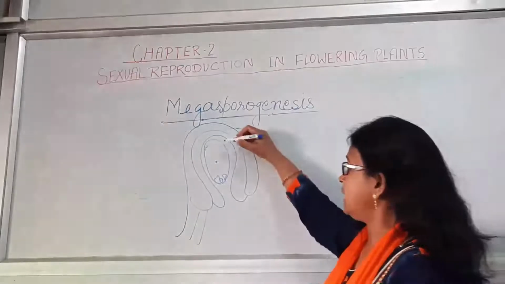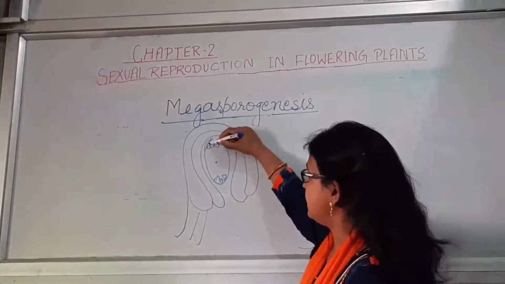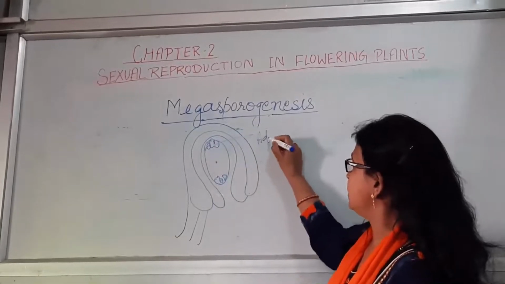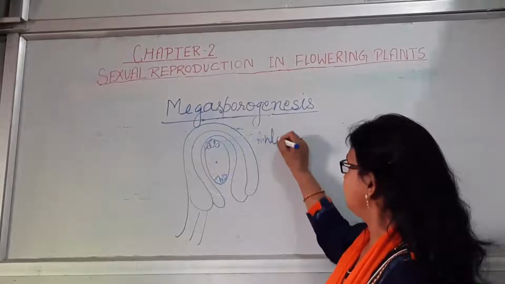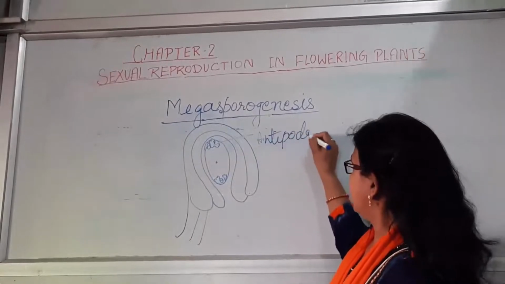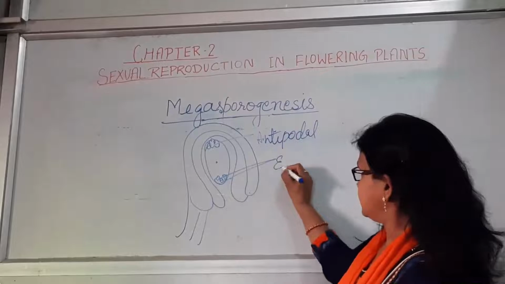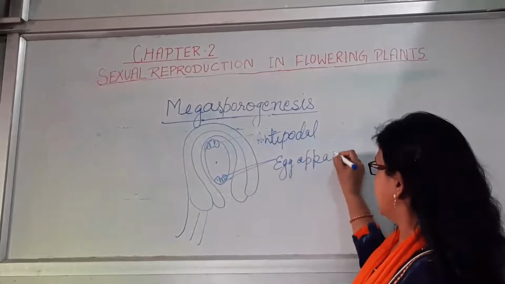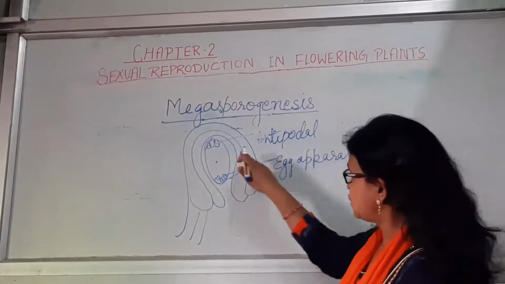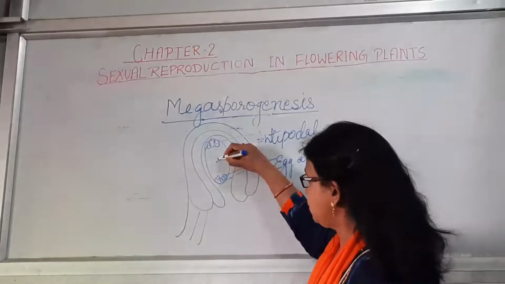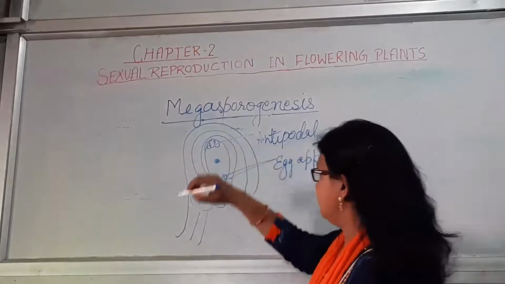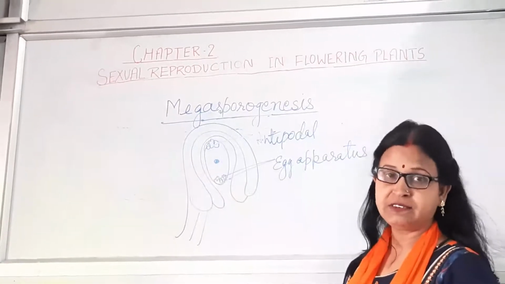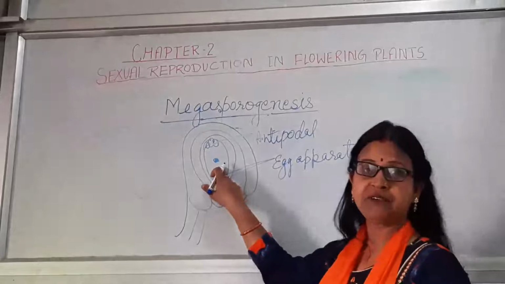Now the 3 nuclei present at the chalazal end will make the antipodals. This is known as antipodals, and this is the egg apparatus, and the rest of the 2 will fuse together and occupy the central position, that is known as the secondary central nucleus. The secondary nucleus has 2 nuclei.